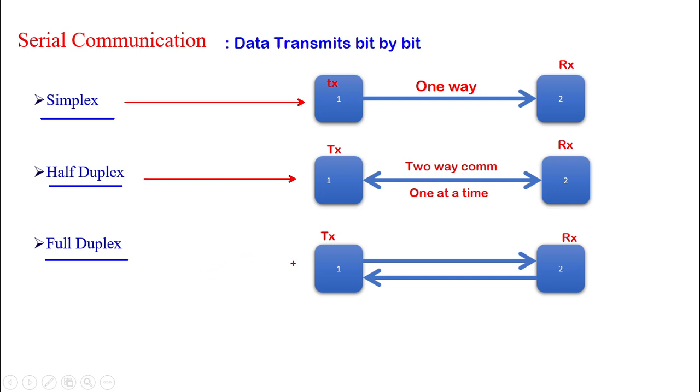Then we have full duplex communication. In full duplex, two-way simultaneously, two-way at a time. This type of communication is called full duplex. So there are three serial communications: simplex, half duplex, and full duplex. In simplex, only one-way communication. Half duplex, two-way but one at a time. And in full duplex, two-way simultaneously. So these are all small classifications under serial communication. I hope this is also clear to all. If you have any doubts, you can just comment in the comment section.